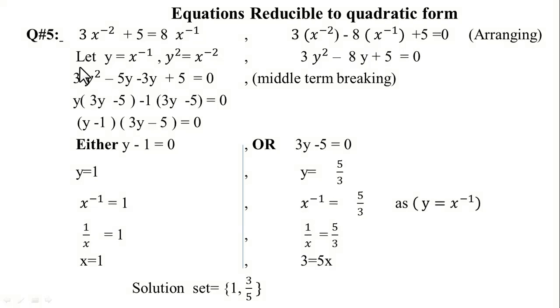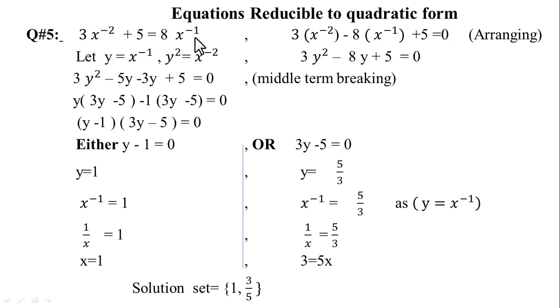Now let's start today's last question. In question number 5, the given statement is 3 multiplied by x to the power minus 2 plus 5 is equal to 8 multiplied by x to the power minus 1.